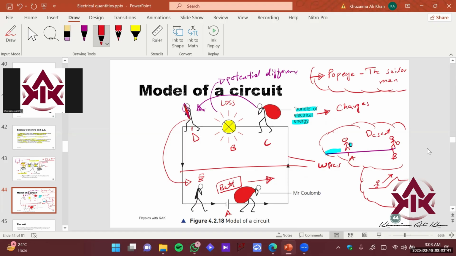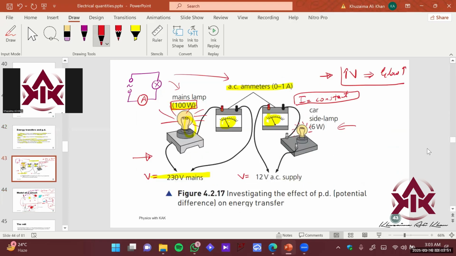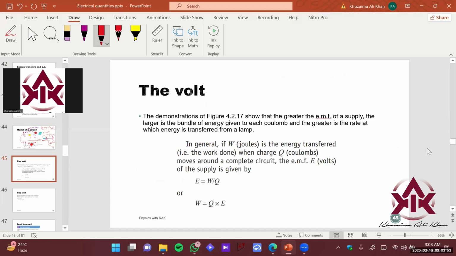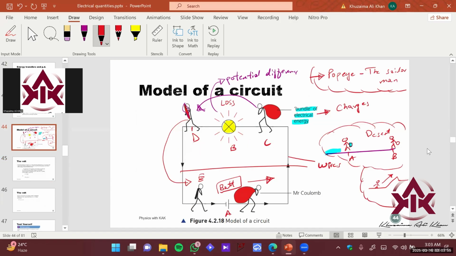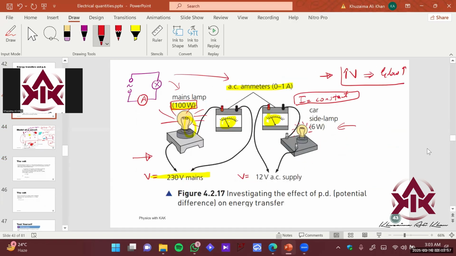What is the role of a battery in a circuit, and what is the role of a component, like a resistor, lamp, anything else apart from the battery? What do they do, right? They consume energy, right? Okay, so now we know the story here. So we have learned the story of 4.2.17 also.